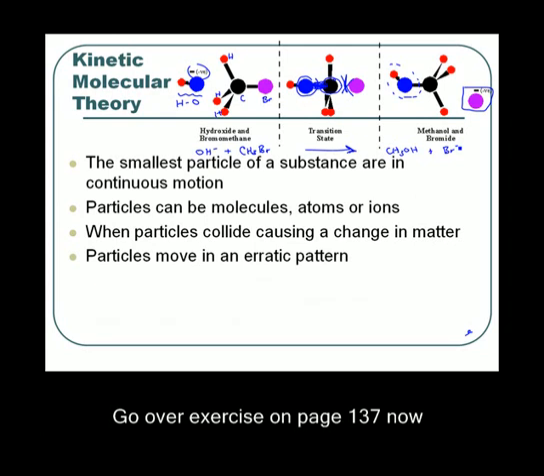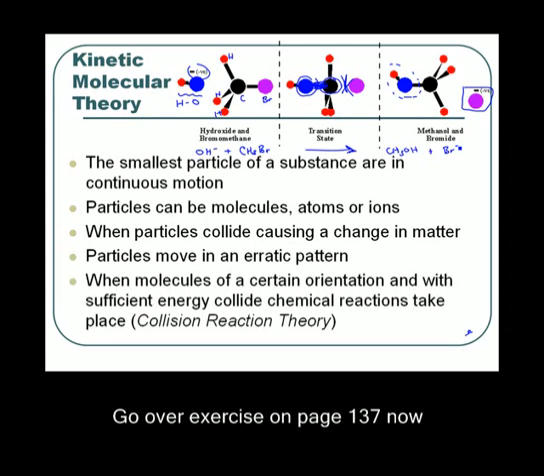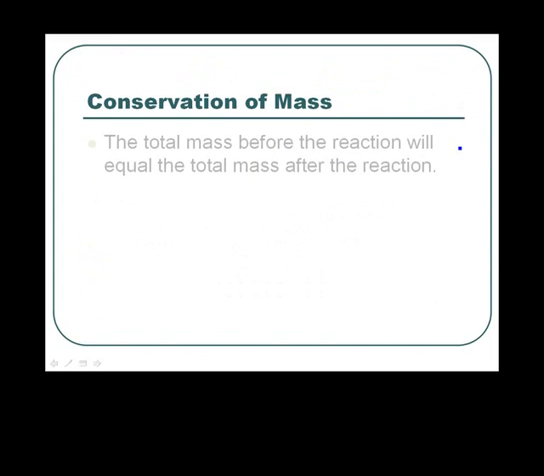These particles move in erratic patterns, and they have to collide in a certain orientation and with the right amount of energy. If these molecules are moving too slow, then even if they hit, nothing might happen. So they have to be moving with a certain amount of energy, hitting a certain way, and if they do, then a chemical reaction takes place. This is the collision reaction theory. It says that collisions are what cause reactions. Now, during a chemical reaction, there are a couple of things that we have to remember.